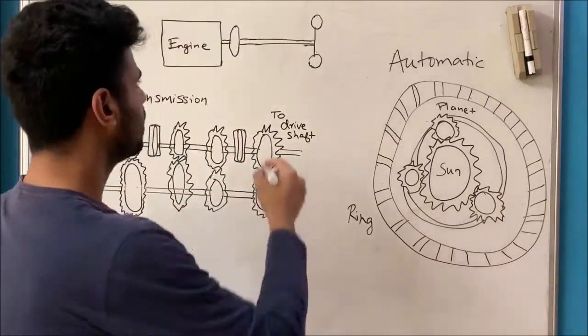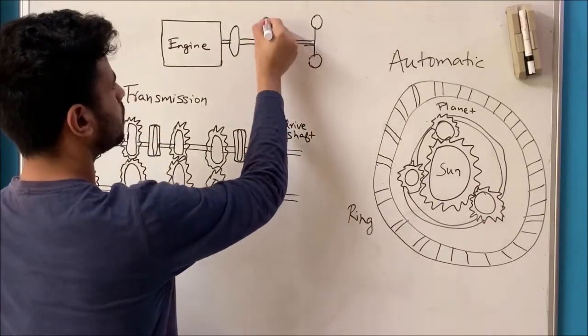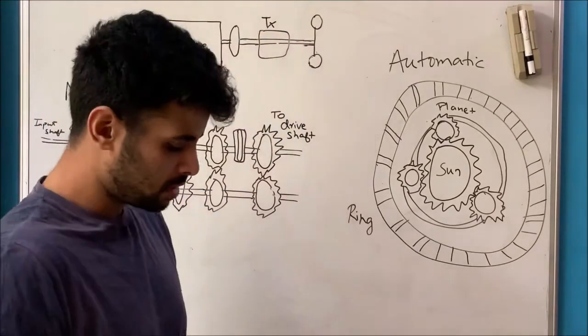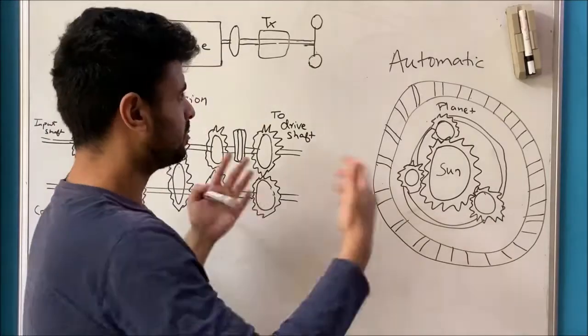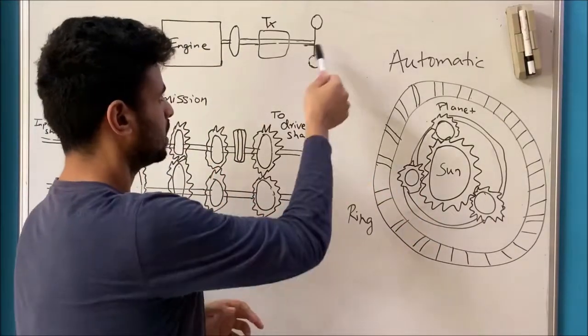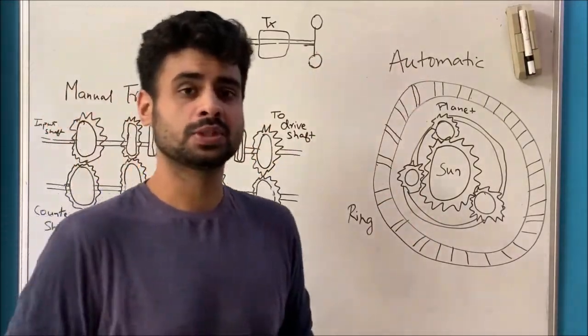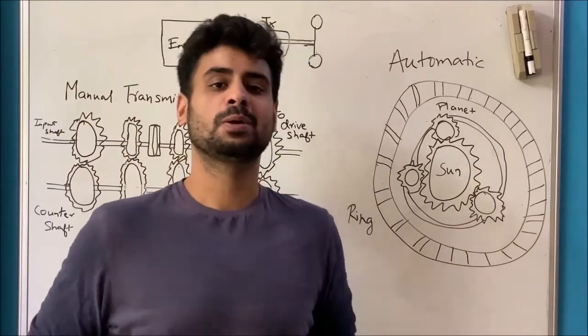We need something to process that power in between called a transmission system, because we need different types of torque and speed and different times of driving to be sent to the wheels. So manual and automatic transmission, that's what we're going to talk about today. Welcome to the Batman experiment.